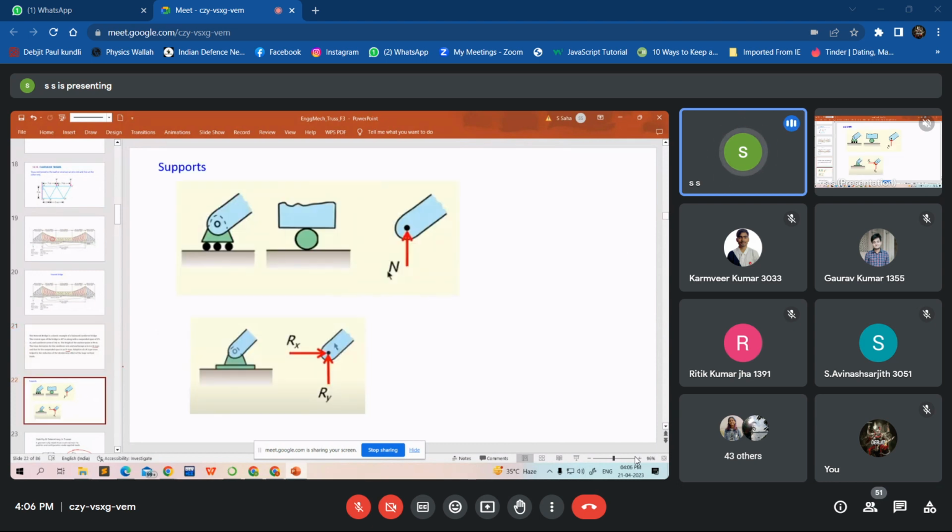This is the configuration of the supports on the bridge. These are roller type supports. That means it will have only a vertical force on the structural member. Here is a pin where you have Rx and Ry. Here you will have only the vertical reaction, this Ry, which will be transmitted to this member. Here, the normal reaction N will be transmitted to this member.